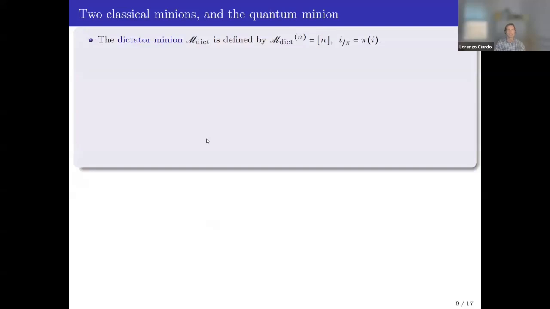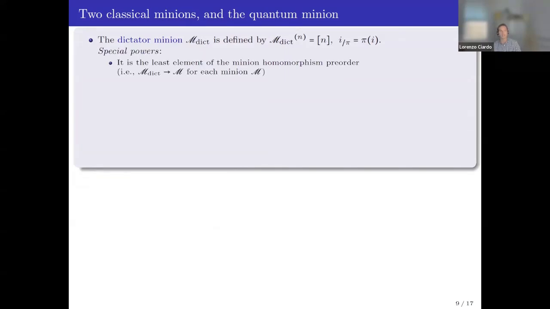So let's see how to actually use it, by comparing the quantum minion with two classical minions. The first is the dictator minion. This is a minion that has a very simple definition. Its n-ary elements are just the numbers from 1 to n, and the minor of i by pi is just pi applied to i. But the important thing is that this is the least element of the minion homomorphism preorder. So this minion maps to every other minion.